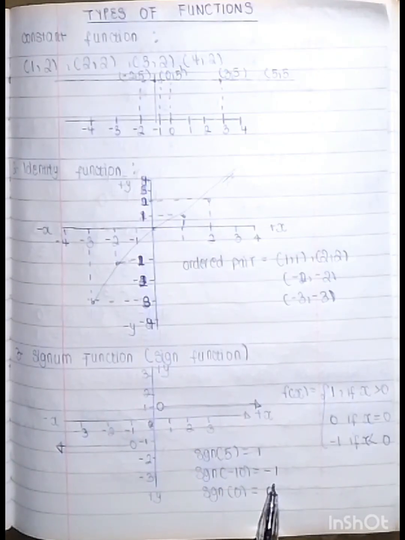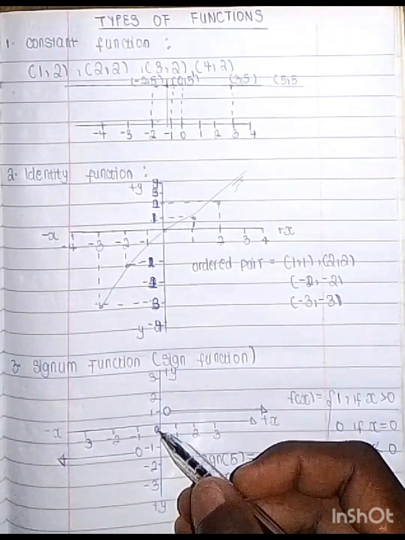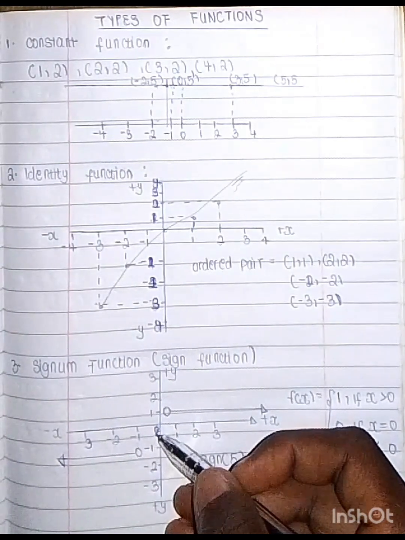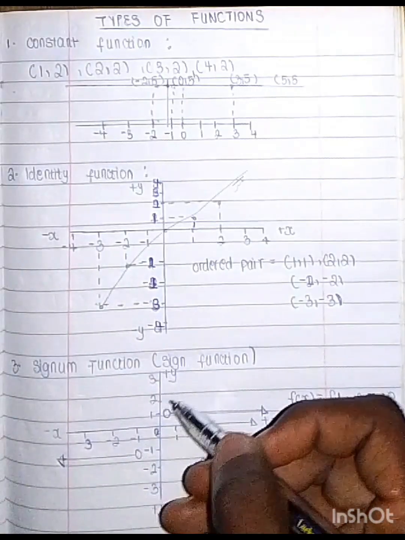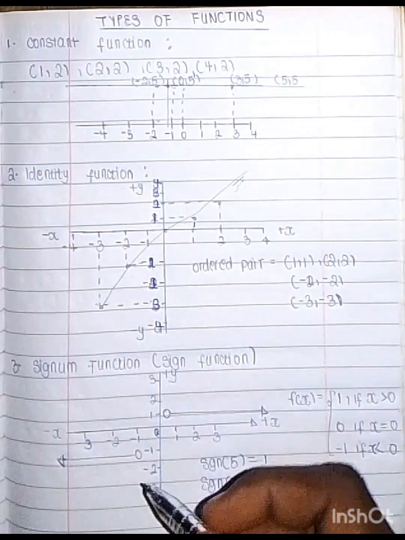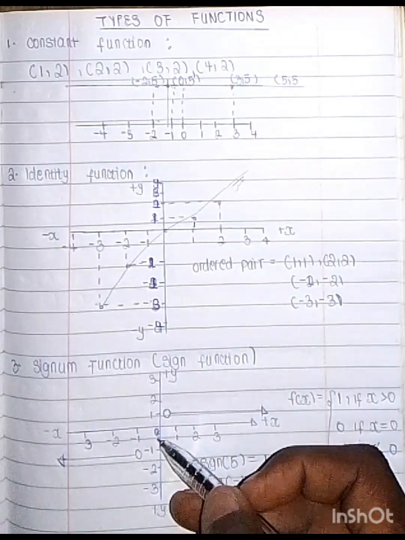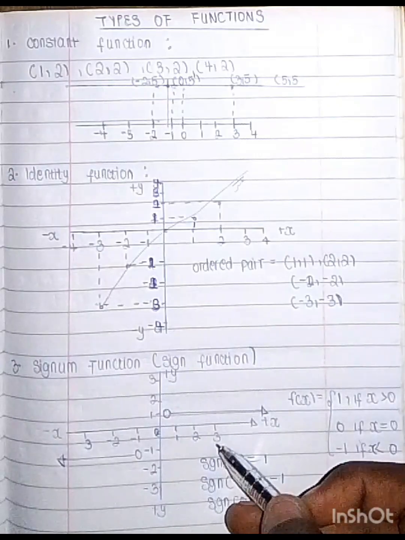As simple as that. Now, let me explain further. The distance between 0 and -1 is -1. The distance between 0 and -2 is still taken as -1. That is the law for a signum function. Now, the distance between 0 and 1 is 1. The distance between 0 and 2 is 2. And the distance between 0 and 3 is 3.